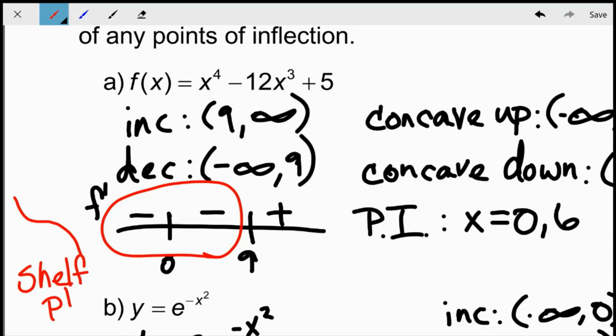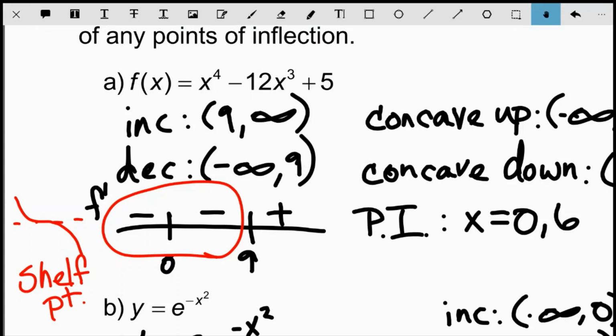So a shelf point is a point where the slope hits 0, but we don't actually have a change in the behavior of the function from increasing to decreasing or decreasing to increasing. So on a shelf point, the reason it's called the shelf point is because you essentially have this kind of flat point in your graph. I just drew kind of a horizontal line through there so you can see that it gets pretty flat. And so essentially you have a flat area on your graph, which we refer to as a shelf.